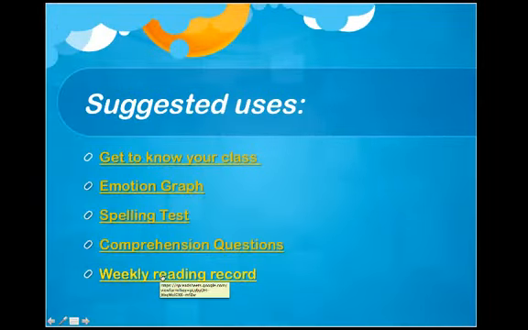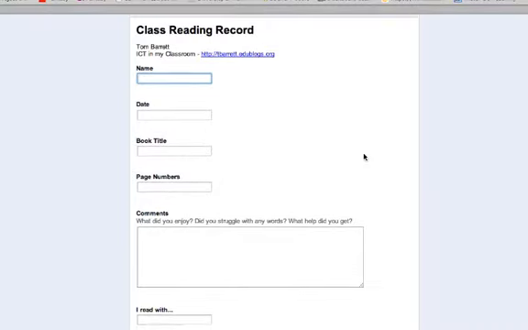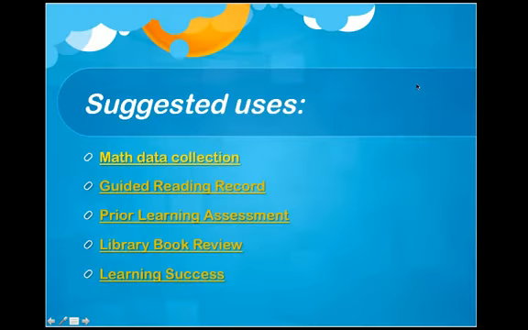And lastly, a weekly reading record. Take a look here. So, teachers can give their reading record through Google Doc forms. This is just a simple form here, given the name, the date, the book title, page numbers, and a section for comments. Just a simple reading record form. You can adapt yours however you'd like it for your classroom that fits your needs. More suggested uses.